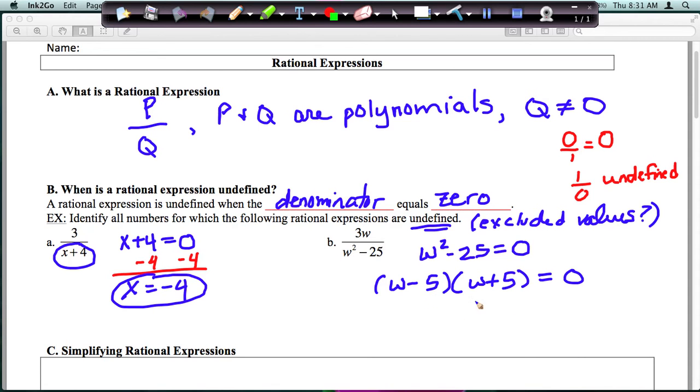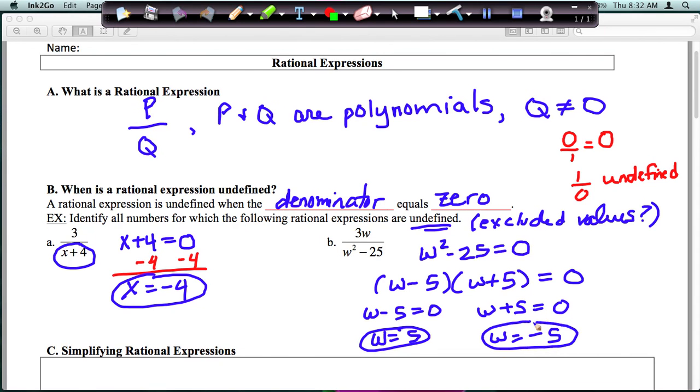Then remember to solve, when you have two factors set equal to 0, you set both factors equal to 0 and solve for your variable. Over here I get w, add 5 to the other side, so w equals 5. And over here you subtract 5 from the other side and you get w equals negative 5. So this example has two excluded values. Both 5 and negative 5 would make the denominator 0.